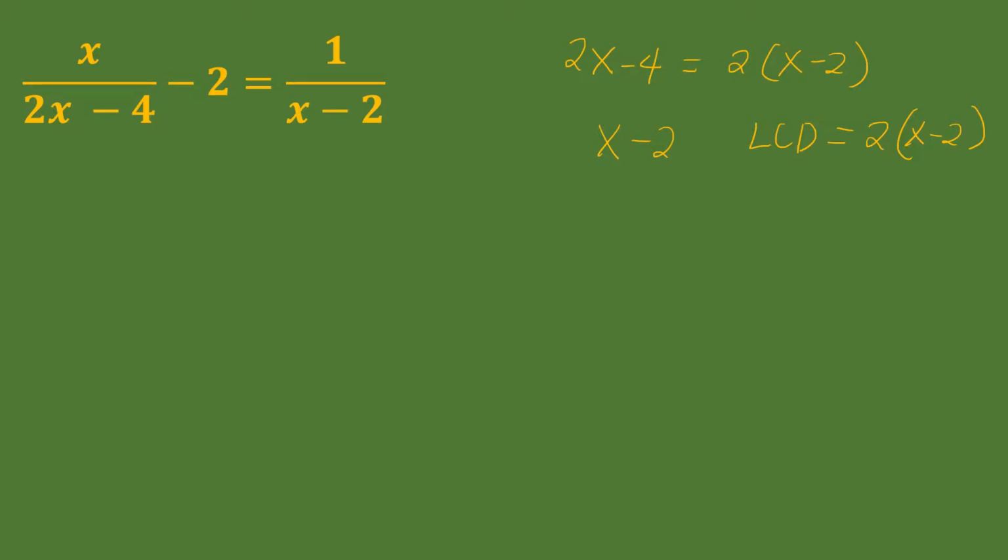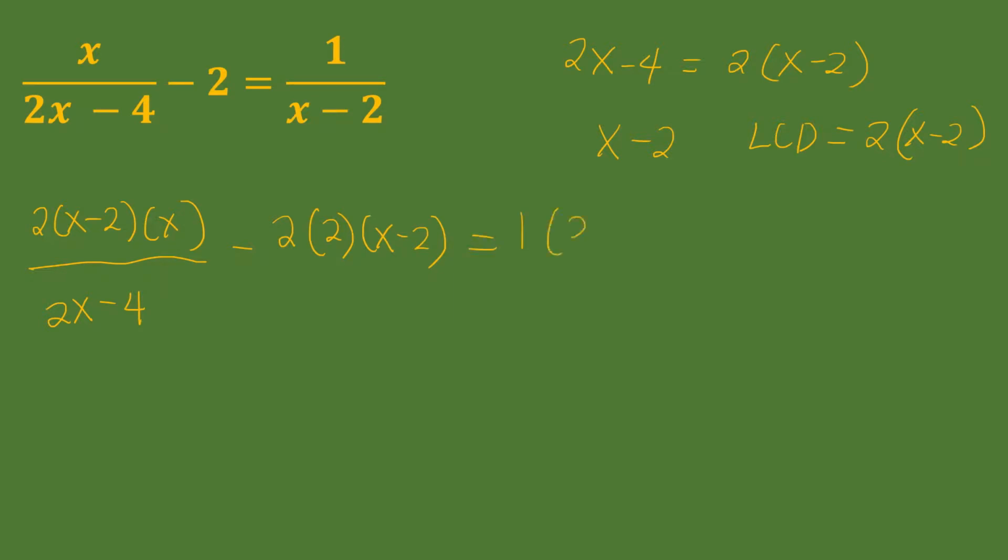So what we have is 2 times your x minus 2 times your x all over your 2x minus 4 minus your 2 times your 2 times your x minus 2 equals 1 times your 2 times your x minus 2 all over x minus 2. Remember that 2 times x minus 2 equivalent of that one is 2x minus 4. So we simply cancel this one and we will have, of course, it includes 2 here.